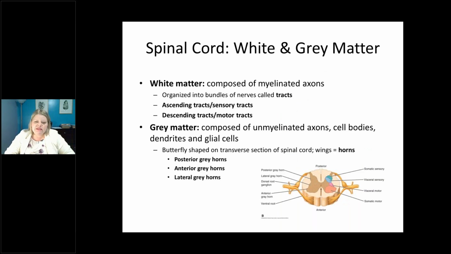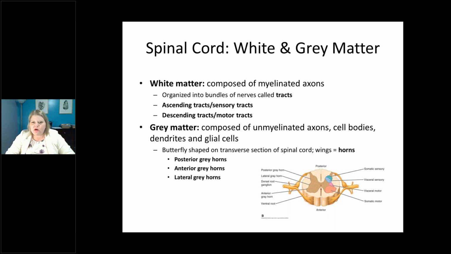The spinal cord contains white and gray matter. White matter is composed of myelinated axons. Myelin is like a fatty tissue, and it's insulating the axons of neurons, and they have that appearance of white. They're organized into bundles of nerves called tracts, and these tracts can be either ascending or descending.